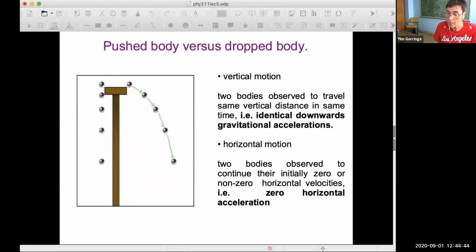So they're both continuing with their initial horizontal velocities, whether they're 0 or non-zero, which means that the acceleration in the horizontal direction is actually 0. They don't speed up horizontally, they don't slow down horizontally, they don't change their horizontal motion. They have 0 horizontal acceleration. And that's the second key fact about the falling body and the projectile as they move from the platform towards the ground.